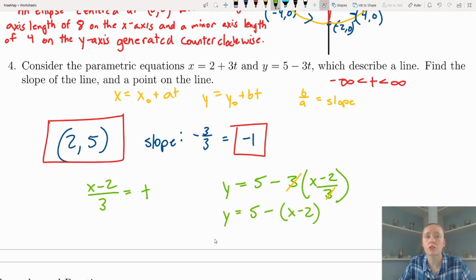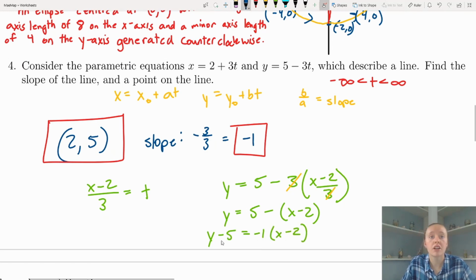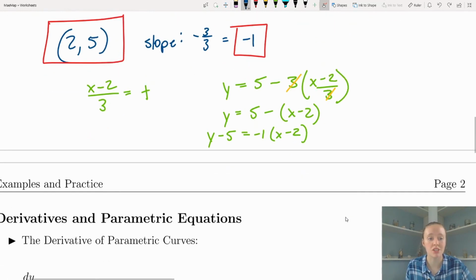So this is pretty close to point slope form. If I subtract that 5 over, I'll get y minus y naught equals m times x minus x naught. So you can see there's my 2, 5, and my negative 1 for my slope. Now let's move on to some new stuff.